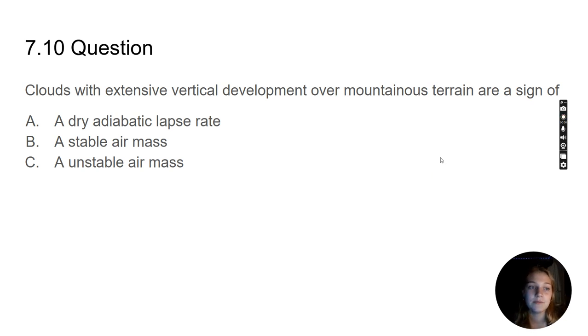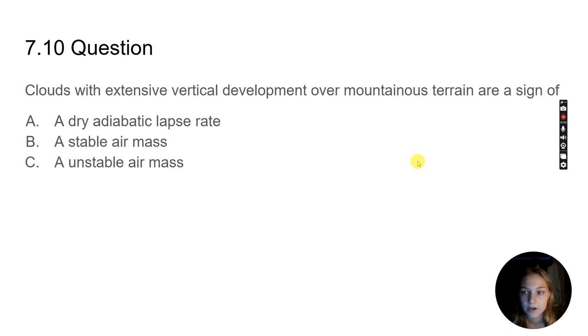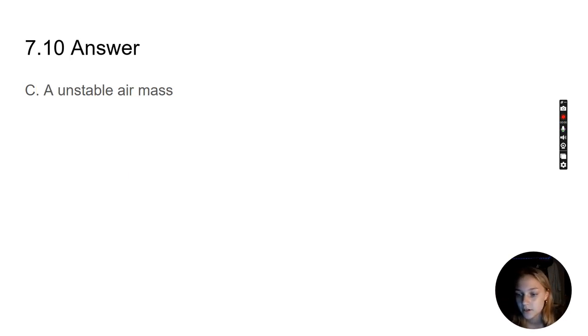All right. 7.10 question. Clouds with extensive vertical development over mountainous terrain are signs of a dry adiabatic lapse rate, a stable air mass, or an unstable air mass. So this was kind of a trick question. It was an unstable air mass. If it was a stable air mass, the clouds that would be developing wouldn't have vertical development. They would be straight stratiform clouds.